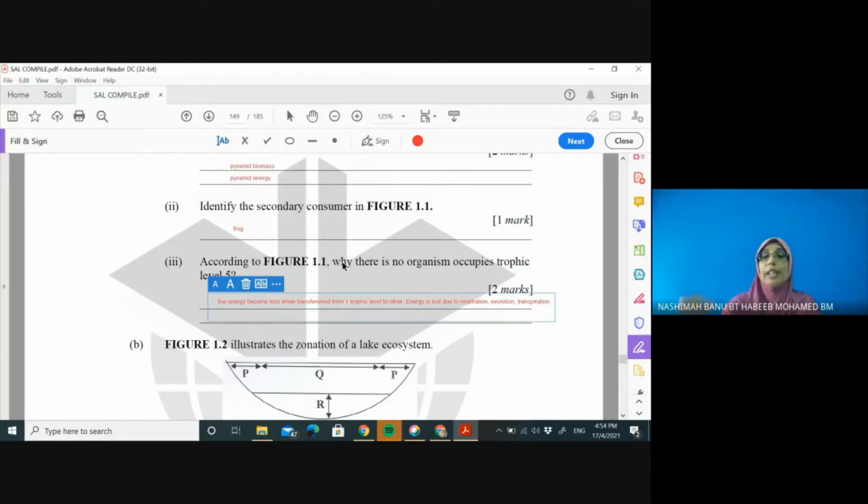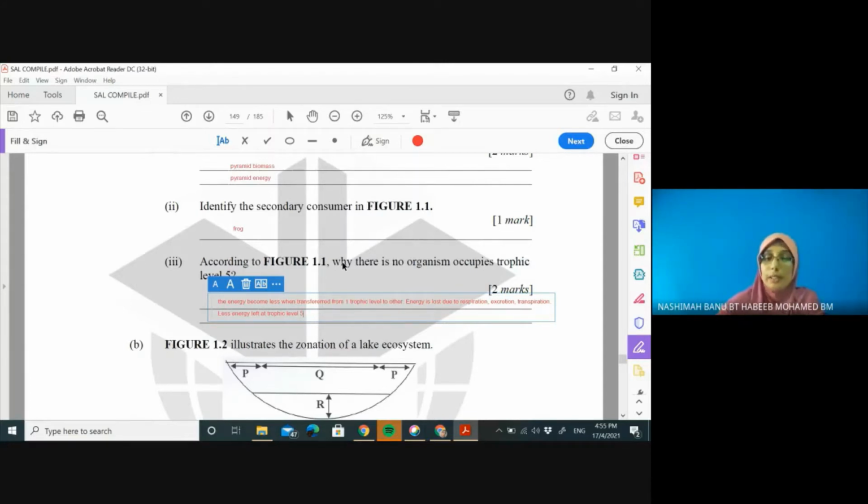Normally, if they give you 2 marks, the answer scheme will actually have more than 2 points. So you have to give the reason: why is less energy transferred? Because of respiration. So what happens? Less energy is left at the trophic level.